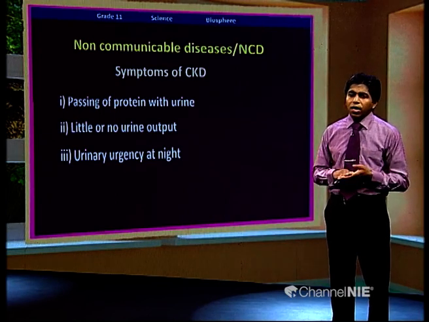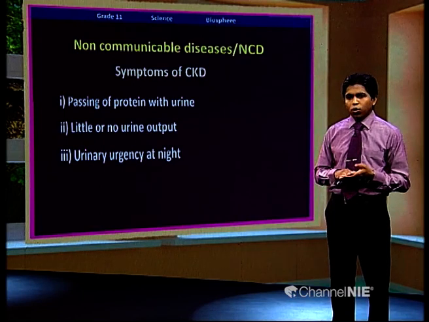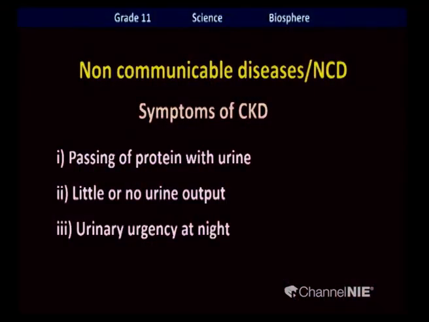Number 2, little or no urine output. The amount of urine passed decreases because the filtration process is affected by CKD. Number 3, urinary urgency at night. That means CKD patients frequently pass urine in the night.